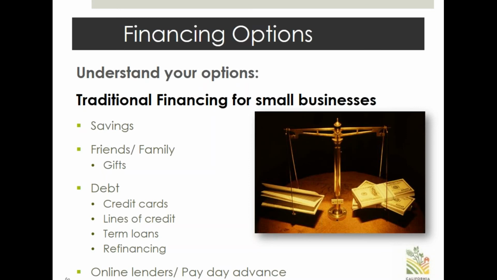Also, it's important to remember in terms of gifts from friends and family, your family can give you up to $13,000 per year tax-free. But if they give you more than $13,000, then they get taxed on that by the federal government. So it's important to remember that when you think about the potential of doing a friends and family type gift.